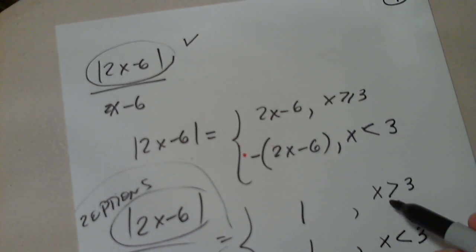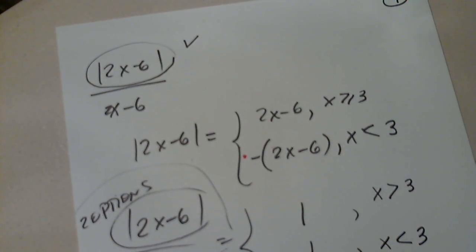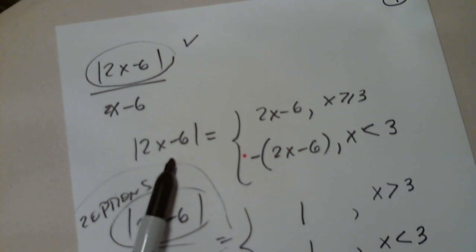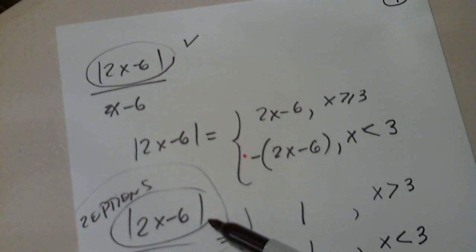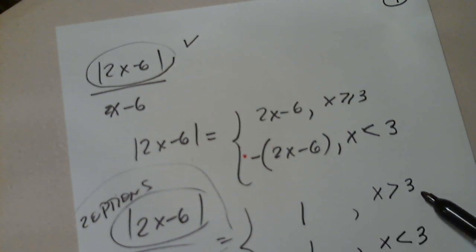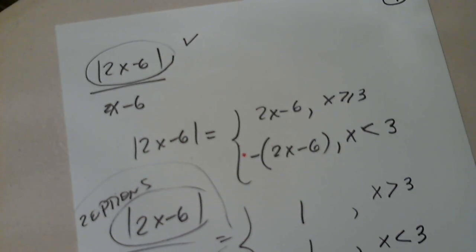Notice that I can never have the equal symbol anywhere because 2x minus 6 is 0 when x is 3. So 2x minus 6 in absolute value alone is all this. But 2x minus 6 in absolute value over 2x minus 6 is this for x greater than 3, or this for x less than 3. Any questions? Is this okay?